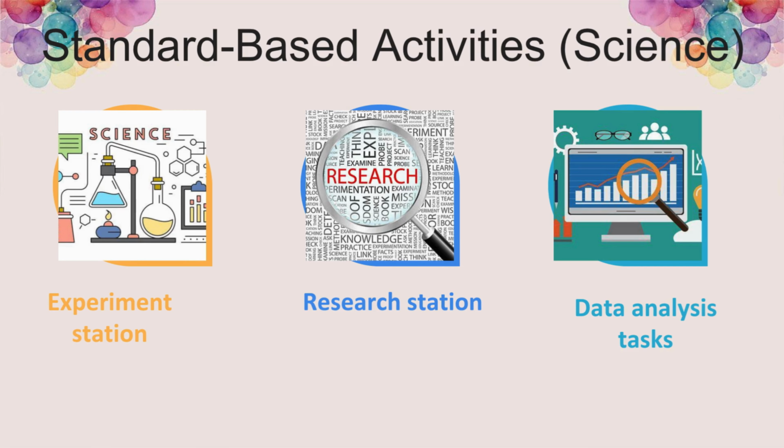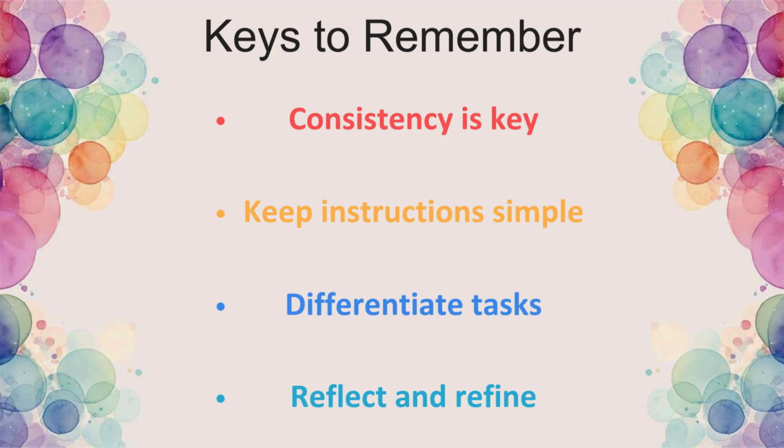Last but not least, we have a science example. So maybe we have an experiment station. Students are actually physically conducting an experiment. We have a research station. Now they're finding the materials that support the experiment that they just did, and then the data analysis. So after they conduct their experiment, they're going to compare what they've done to the research that's out there and to their actual experiment. So as you can see, there are a lot of varieties and ways that you can work with your learning stations.